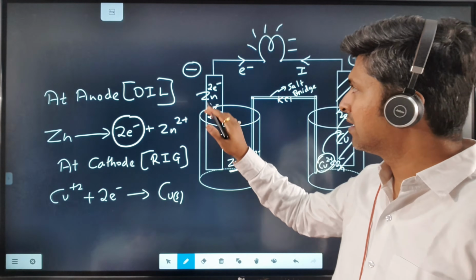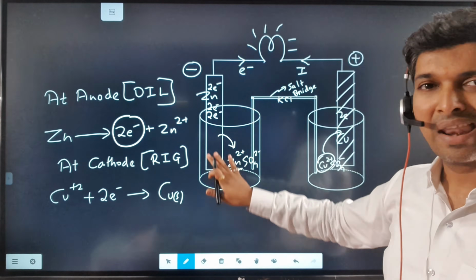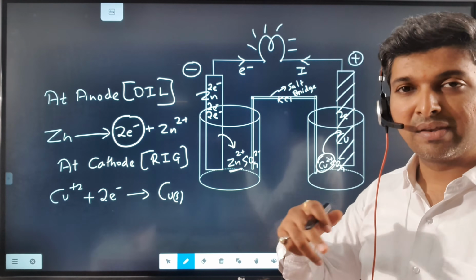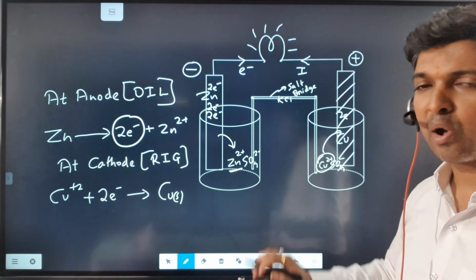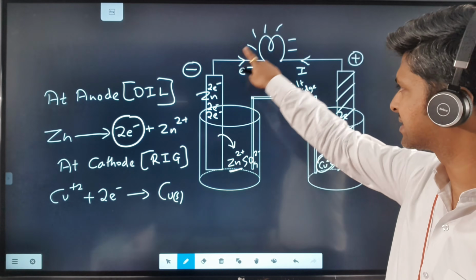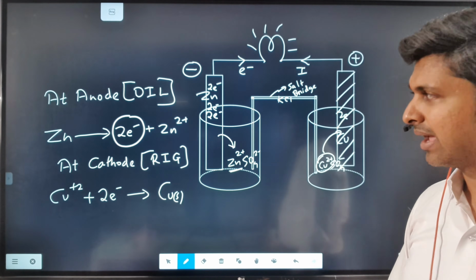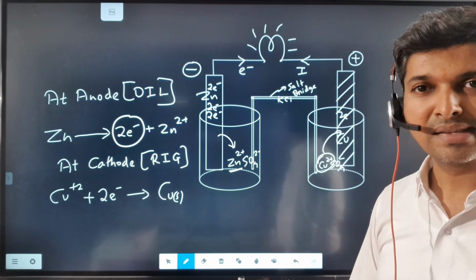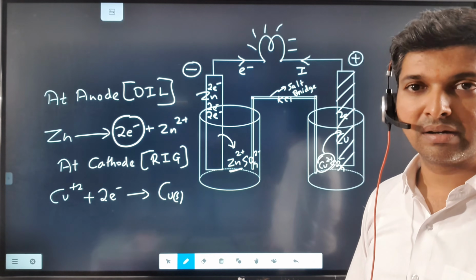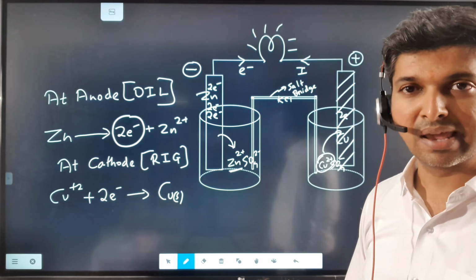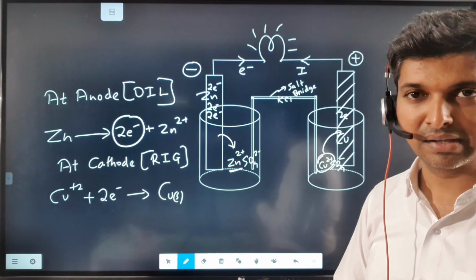Similarly, for this bulb to glow, the circuit has to be completed. This is one part of the circuit. You can say this is the live wire part of the circuit, but what we need to complete the circuit? So for completing the circuit, we are having the salt bridge. The salt bridge not only just completes the circuit, but at the same time it also functions to maintain the electrical neutrality.